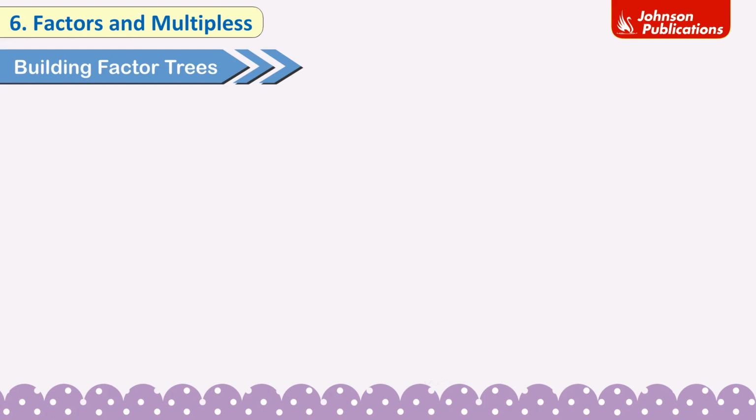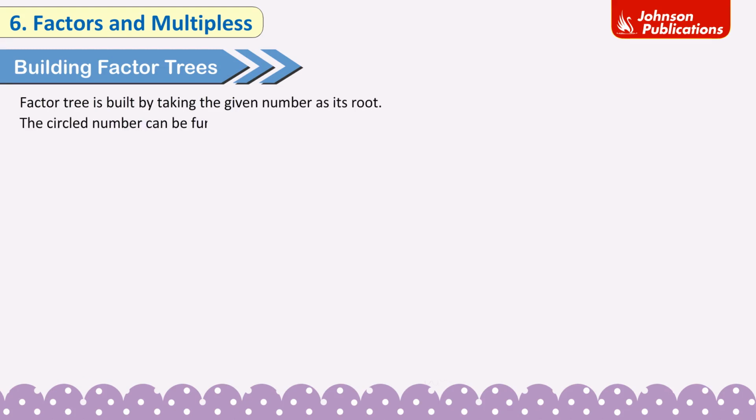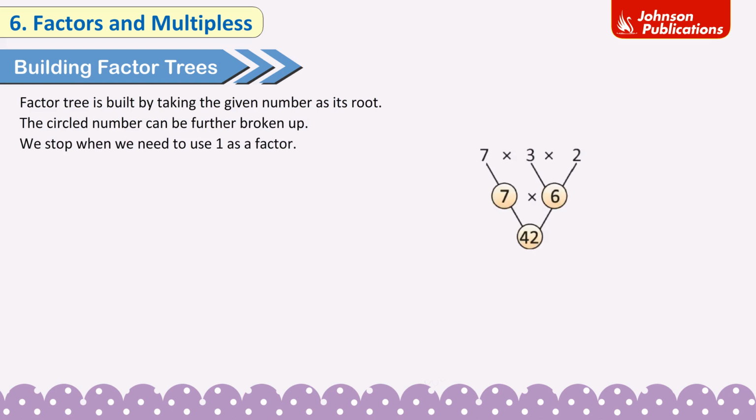Building factor trees. A factor tree is built by taking the given number as its root. The circled number can be further broken up. We stop when we need to use 1 as a factor. 7 multiplied by 3 multiplied by 2. 7 multiplied by 6 is equal to 42.